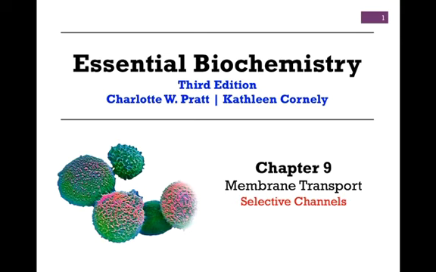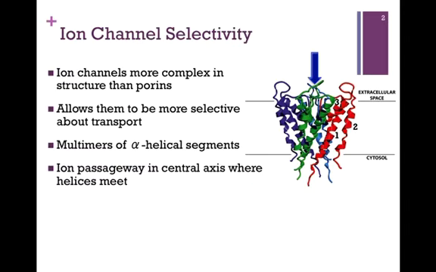In our next lesson on membrane transport from Chapter 9, we want to look at selective channels. Ion channels are more complex in structure than porins, and this allows them to be more selective about what they transport. Remember, porins are mostly beta barrels, but ion channels are multimers of alpha helical segments, and that's illustrated in our figure on the right here. The ion passageway, or pore, is in the central axis where the helices meet, highlighted by our blue arrow here.